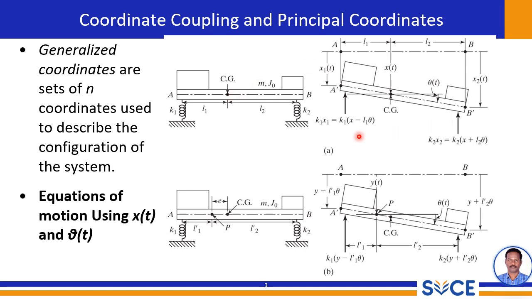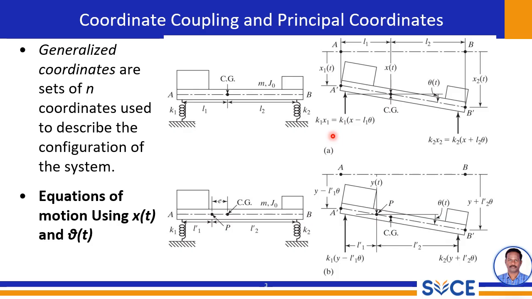Now let's look at the displacement of the springs. The displacement of the first spring, x1, is related to the linear and angular displacement by its equation. That is, x1 equals x minus L1 theta. Similarly, the displacement of the second spring is x2 equals x plus L2 theta. Here it is taken as a negative displacement, and this one is taken as a positive displacement. The forces exerted by the springs are proportional to the displacements.